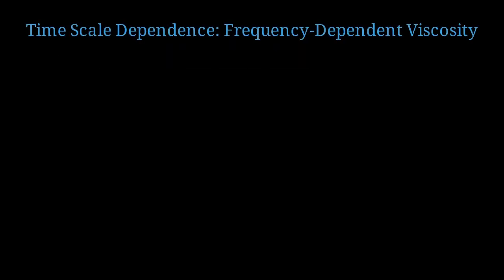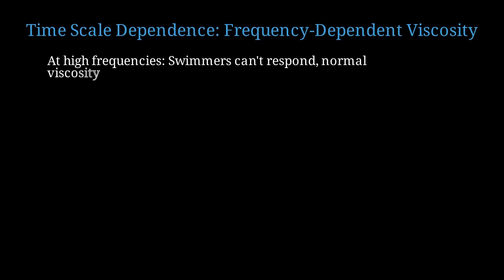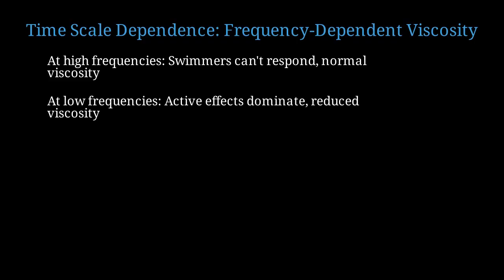There's also a time scale, or frequency dependence. Active fluids exhibit viscoelastic behavior. At very high frequencies, faster than the swimmers can reorient, the fluid responds like a normal passive viscous fluid. At low frequencies, where the swimmers can respond and reorient, active effects dominate and you see the reduced effective viscosity. This can be modeled as a frequency-dependent complex viscosity, with η_effective of ω transitioning from a low-frequency value η₀ to a high-frequency value η∞ over a characteristic time τ.